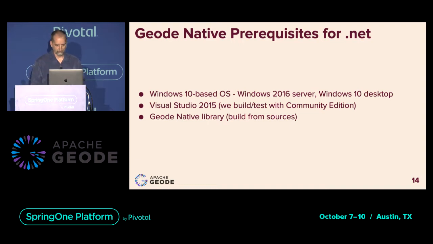Geode Native is an open source project. Our releases are not binary releases, it's source, so you will need to build it yourself from source. We have a pretty extensive BUILDING.md on the GitHub repository. It's relatively easy to get built and get up and going.